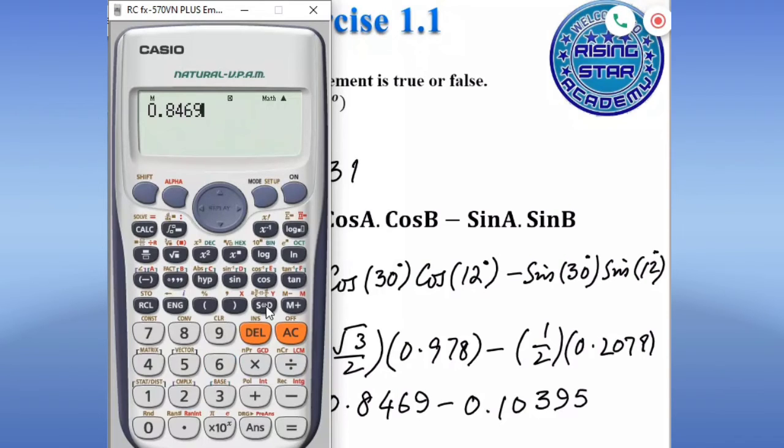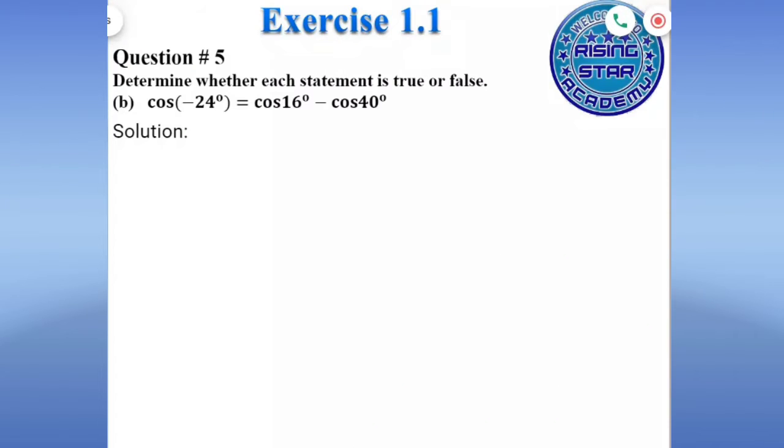So 0.8469 minus 0.10395. So the answer is the same, 0.743 approximately. So that is our required answer. Move to the next part now.